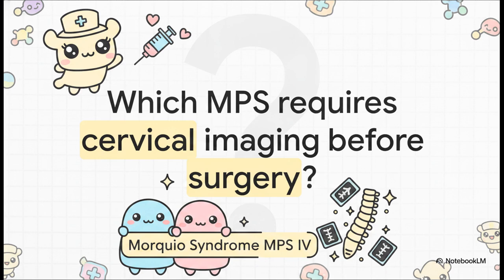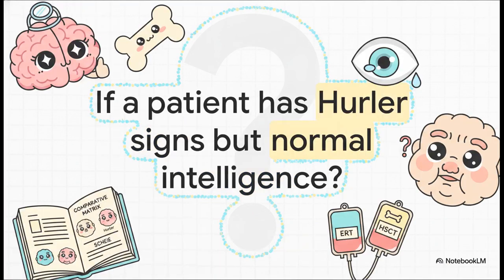Question 3. A child with an MPS pattern skeletal dysplasia requires general anesthesia for surgery. Which subtype mandates mandatory cervical spine imaging beforehand to prevent cord compression? The answer is MPS IV, Morquio syndrome. This is due to the characteristic odontoid hypoplasia, which leads to atlantoaxial instability. Excellent. That completes our rapid-fire drill.